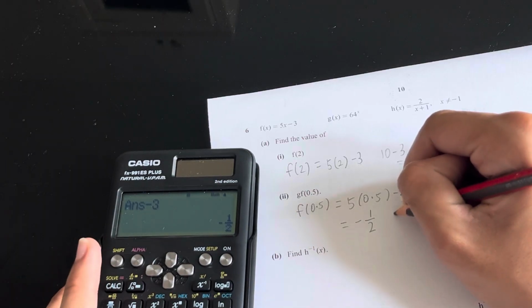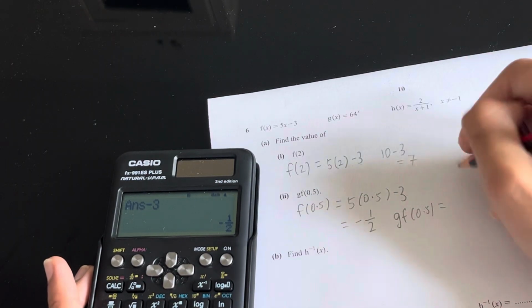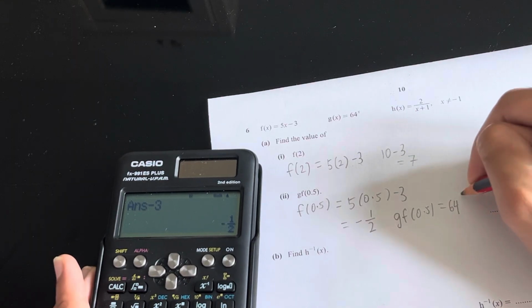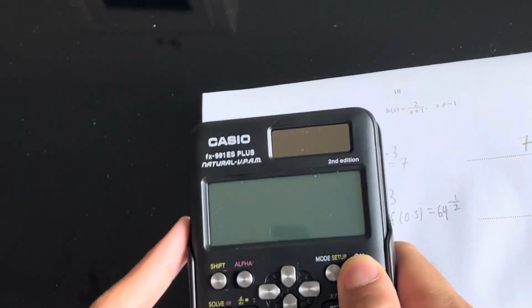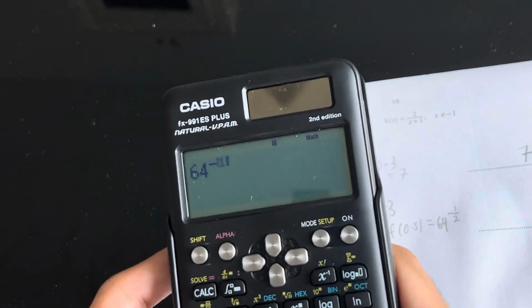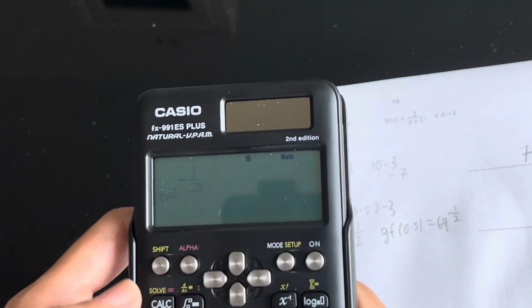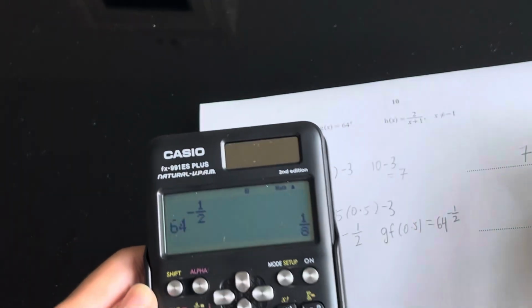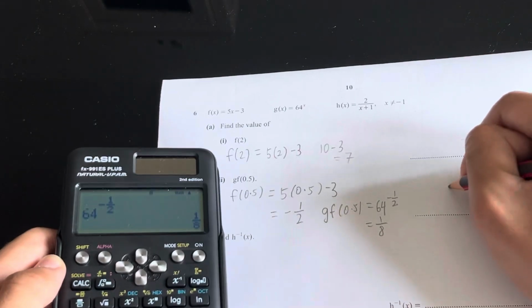So negative a half. And now we put this value into our g of x function. So now we do this, g of negative a half is equal to 64 to the power of negative a half. And then when we input that into our calculator, 64 to the power of negative a half, we get 1 over 8. So that's going to be our answer, 1 over 8.